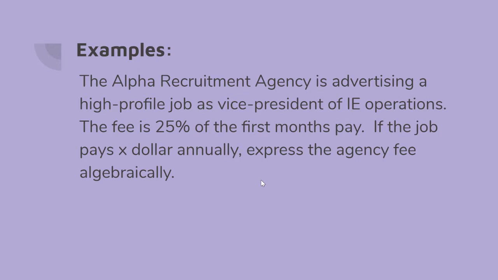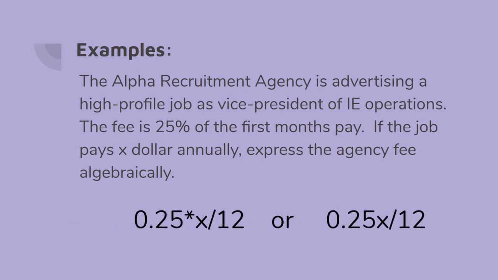All right, hopefully you've had a chance to look at it and think about it. If they get paid X dollars annually, you would take X and divide by 12 to find the monthly pay. And if the fee is 25% of that first month's pay, you would multiply that times 25%, or 0.25.